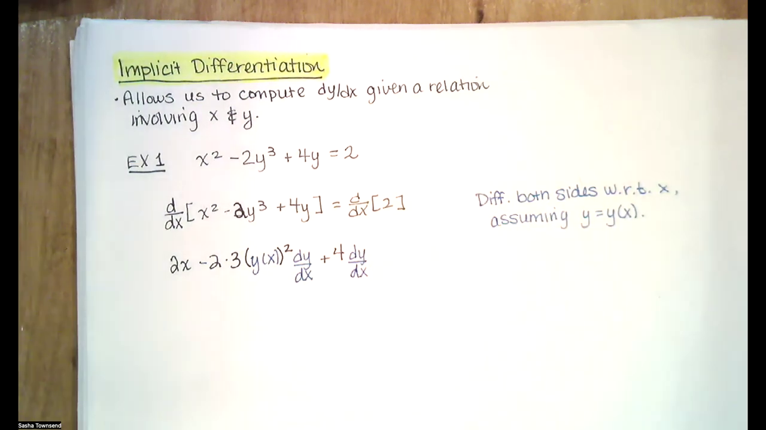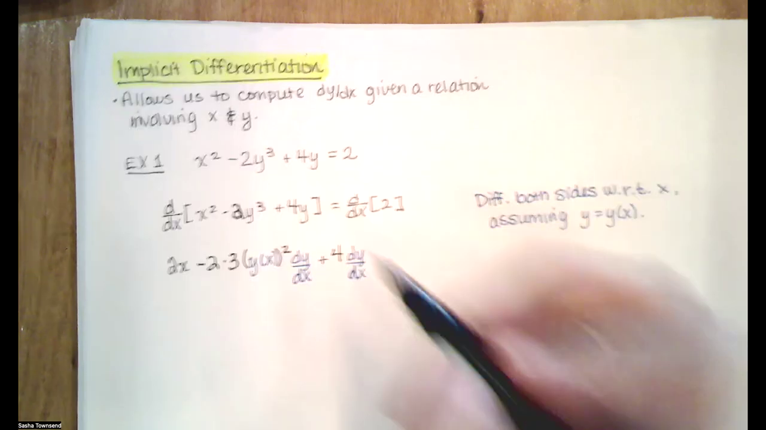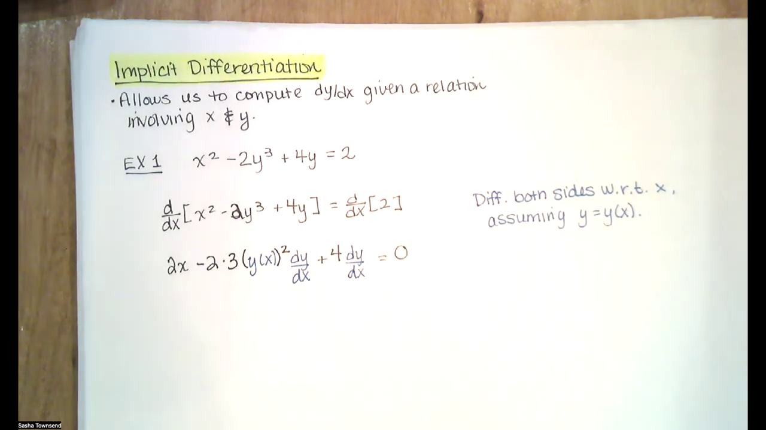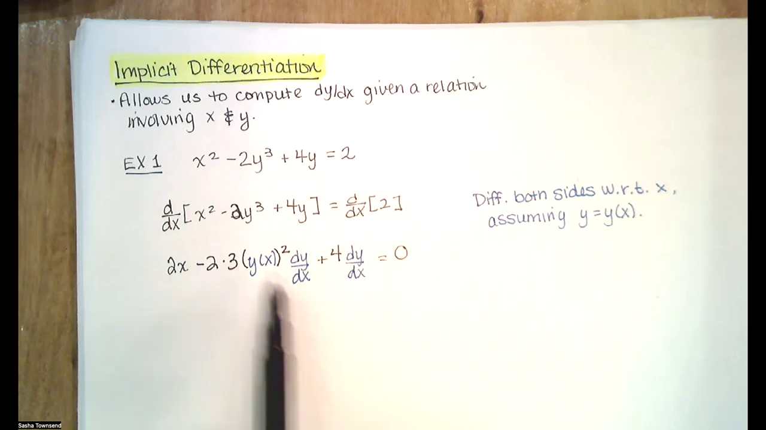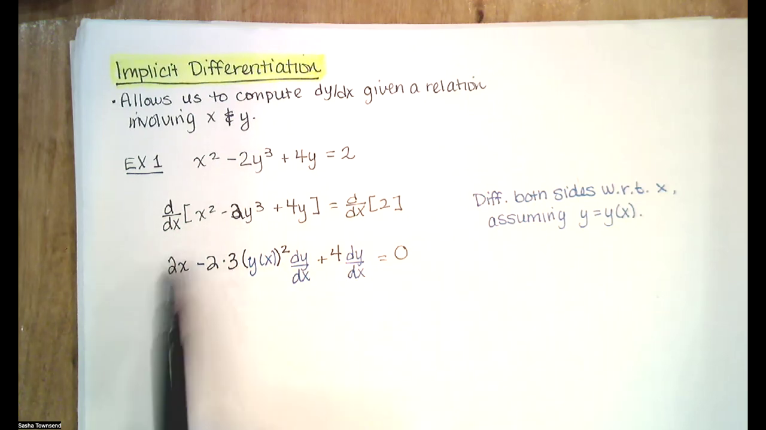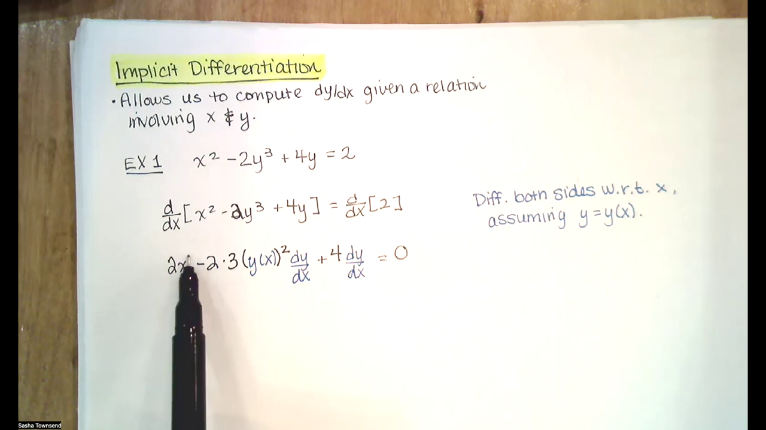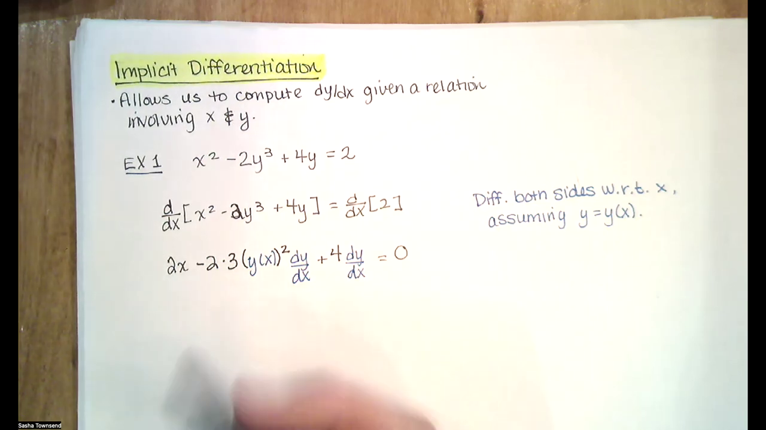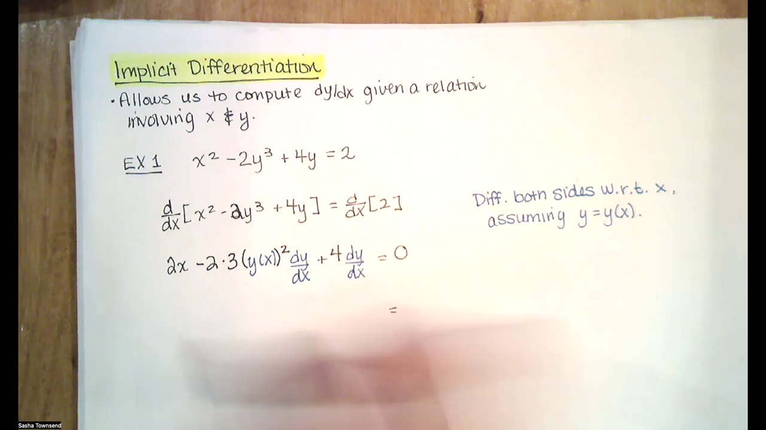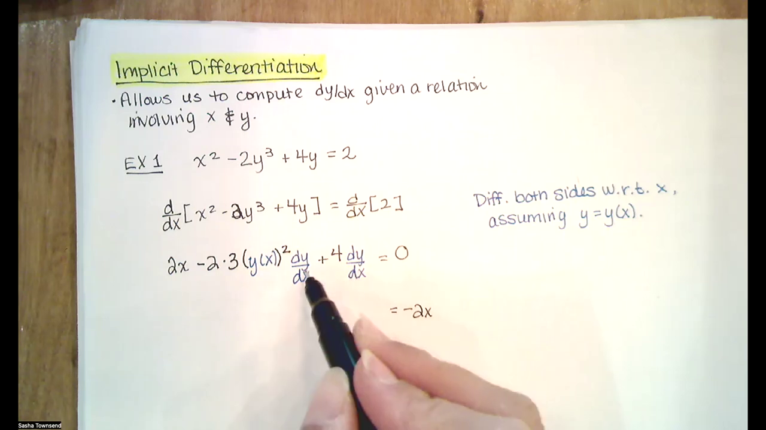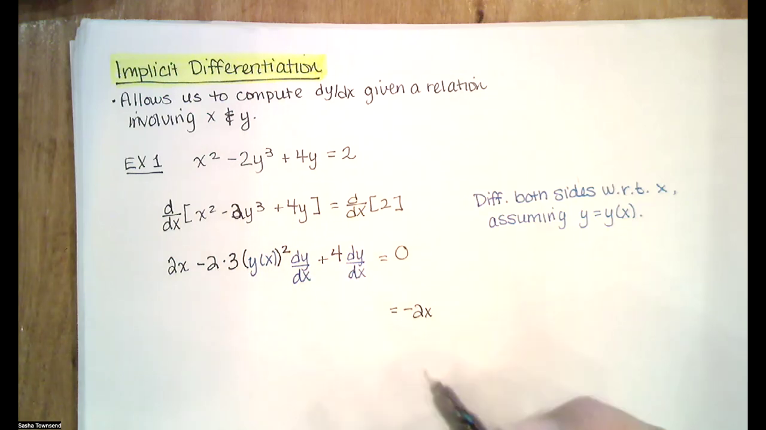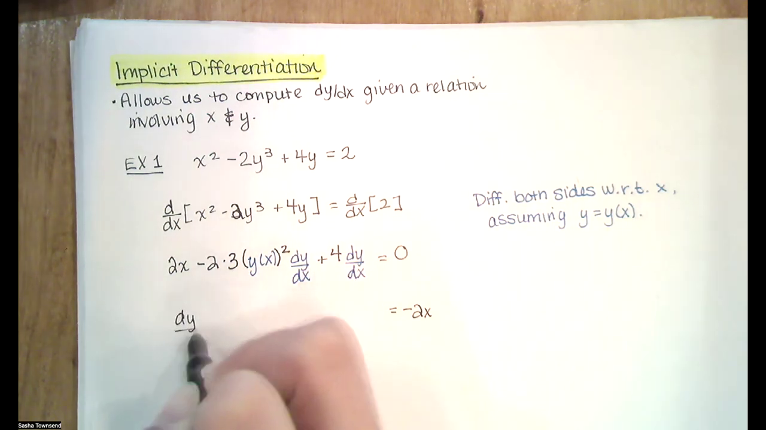Or if you prefer, you can write y prime. Either one is fine. And then we get a 0 on the right-hand side. So now we're trying to get dy/dx by itself. We've got 2 terms involving dy/dx and this one term that does not involve dy/dx. So we're going to subtract that from both sides. So we'll have a -2 on the right-hand side. And then on this side, we see that both of these terms have a dy/dx in them. So we'll factor out the dy/dx.